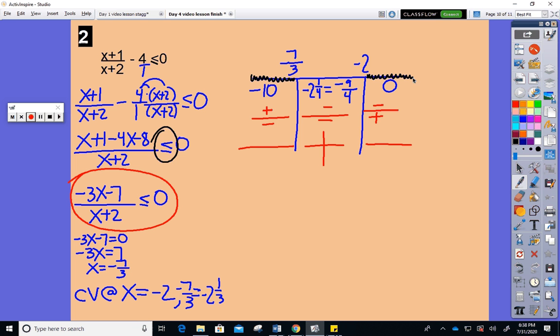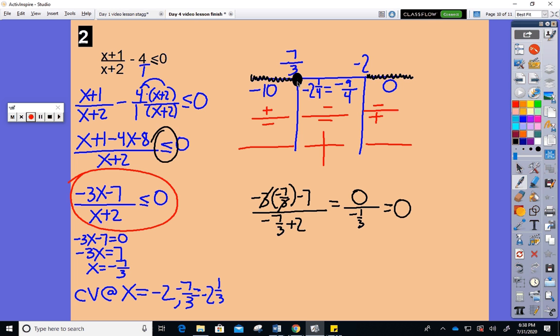Well, guys, notice if I plug in negative 7/3 to the fraction, then I would get negative 3 times negative 7/3 minus 7 over negative 7/3 plus 2. That's going to be positive 7 minus 7, 0 on top, and it's going to be negative 1/3 on the bottom. So that's equal to 0. So negative 7/3 makes the fraction equal to 0. So I color it in.